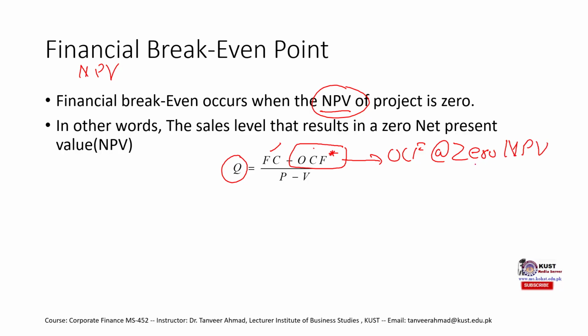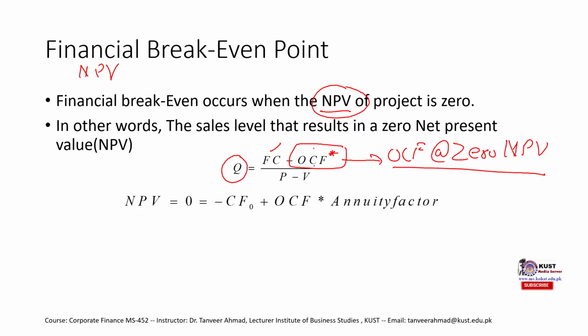So what would be the OCF at 0 NPV? We would need to find that, and we would add it to the fixed cost. To find this 0 NPV OCF, remember the formula to find NPV: NPV is equal to cash outflow, that is cash outflow at time 0, plus OCF, operating cash flow, multiplied by the annuity factor.